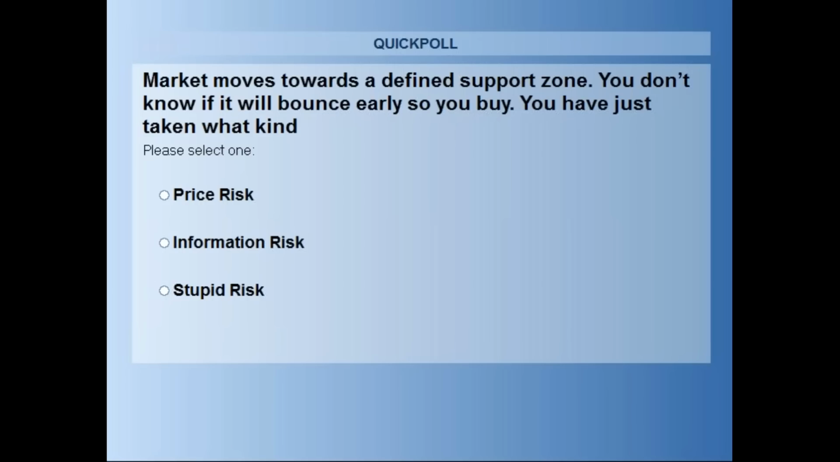So the question is, go ahead and click in there if you can. We want to accumulate your stats on your answer. The market moves towards a defined support zone. You don't know if it'll bounce early, so you buy. You have just taken what kind of risk?